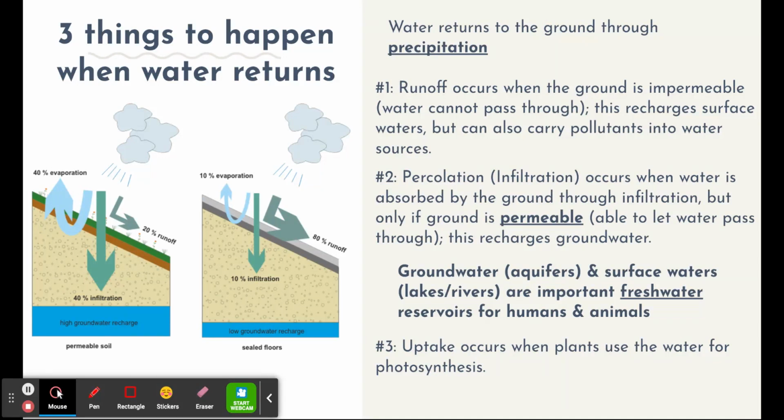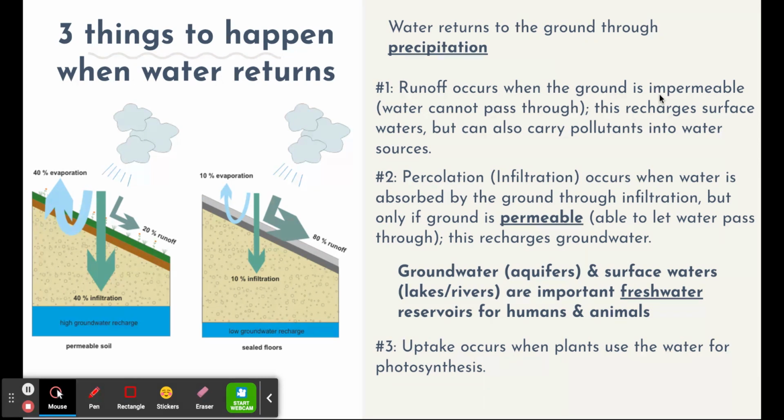So runoff occurs, and there's three ways. Oh, I'm kind of missing some things here. Oh, the three things that happen when water returns. So once precipitation occurs and it hits the ground, there's a couple of different things that can happen to help move that water along. So the first is that runoff occurs when the ground is impermeable.